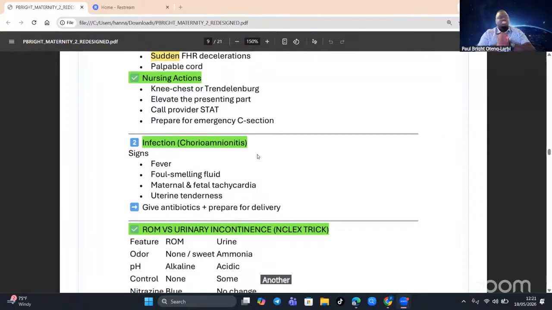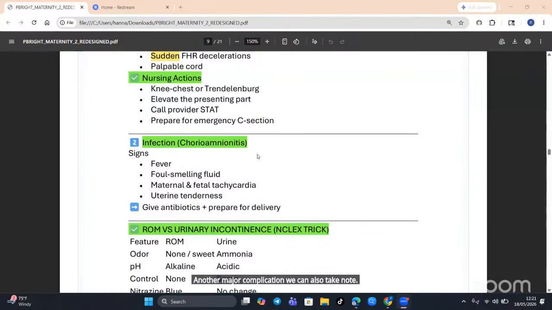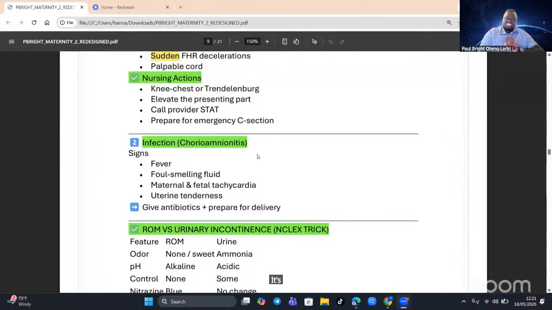Another major complication we can also take note of, with the baby coming out, is what? Infection. Where is the infection? Let's look at what? Chorioamnionitis. Chorioamnionitis. Okay.